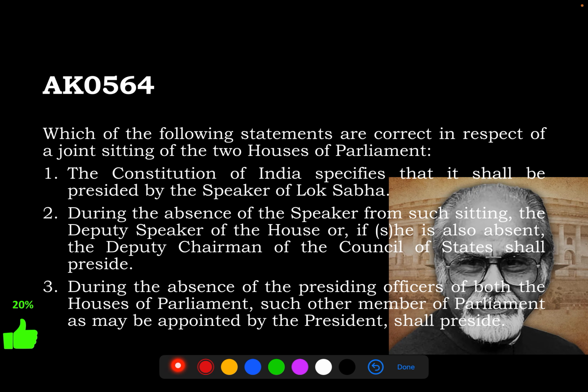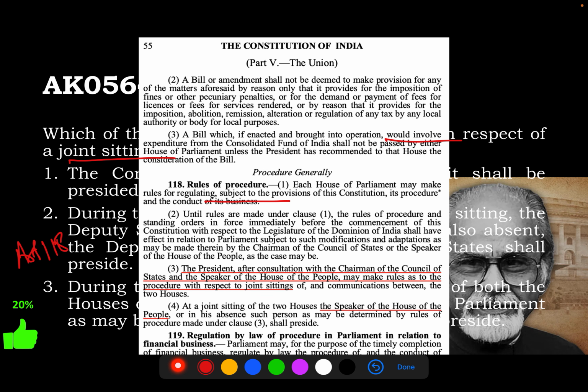Then the next question says, correct regarding the joint sitting of the two houses of parliament. Now, the Constitution of India specifies that it shall be presided by the Speaker of Lok Sabha. Yes, that is correct. Now, this is where comes Article 118. It very clearly says that at the joint sitting of the two houses, the Speaker of the House of the People, or in their absence as per the rules, shall preside. So it is mentioned here that the speaker shall preside.